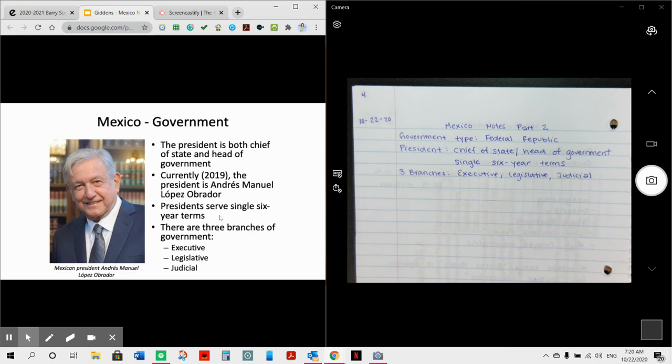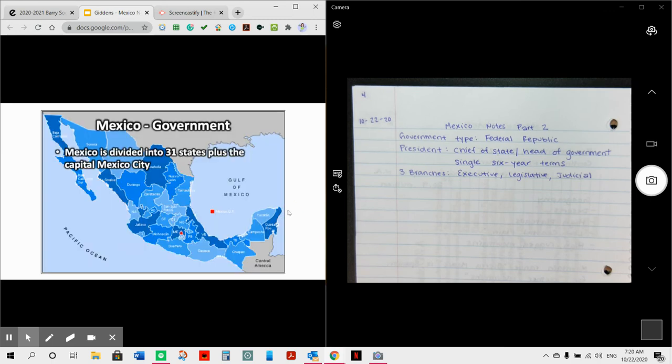Okie dokie. Now moving on to the next slide. Mexico government. Mexico is divided into 31 states plus the capital, Mexico City. So I can't zoom in on this slide, but each of these different areas that are lined off in white lines and then have a different color blue, that is a different state in Mexico. Just like we have 50 states in America, in Mexico there are 31. So the capital is Mexico City.